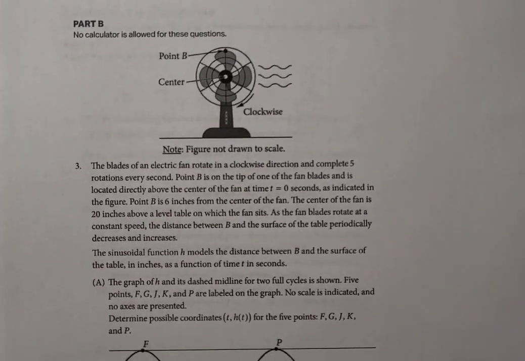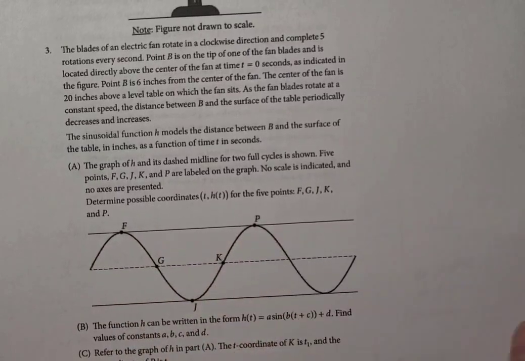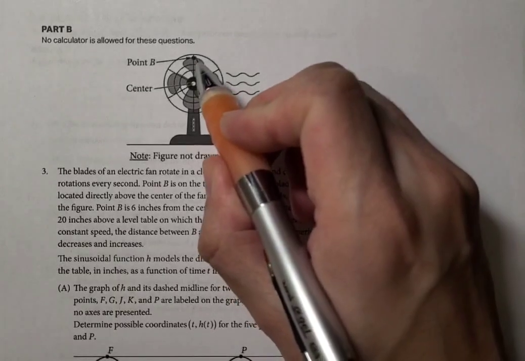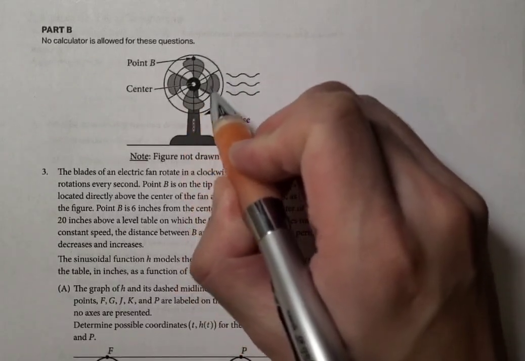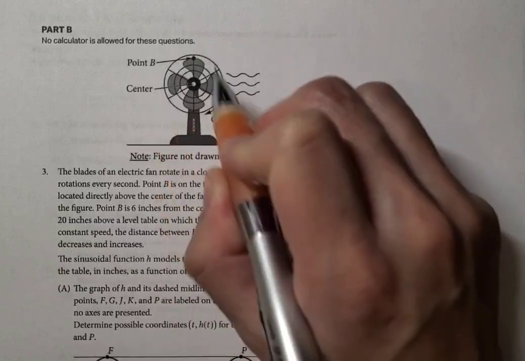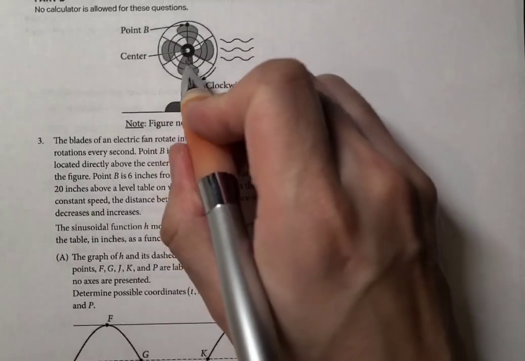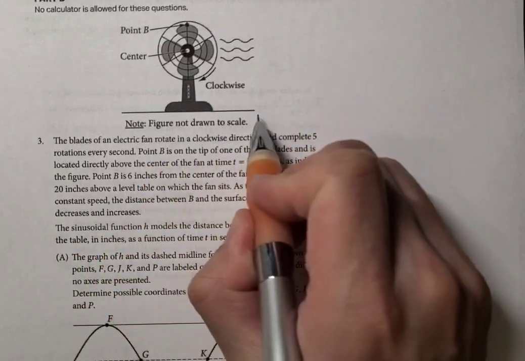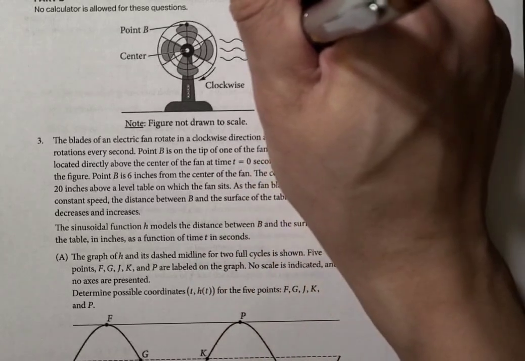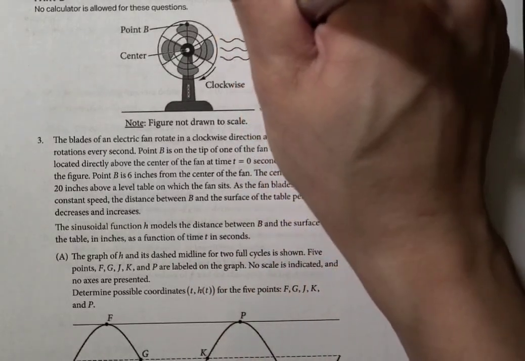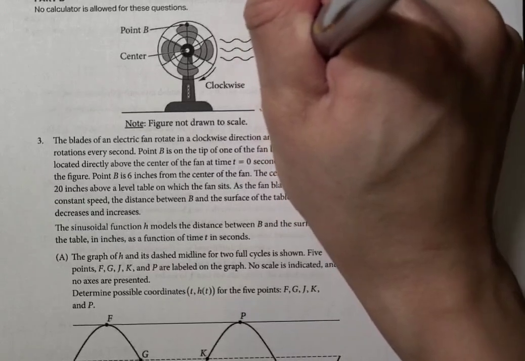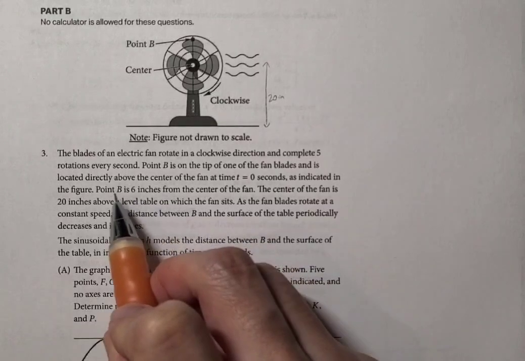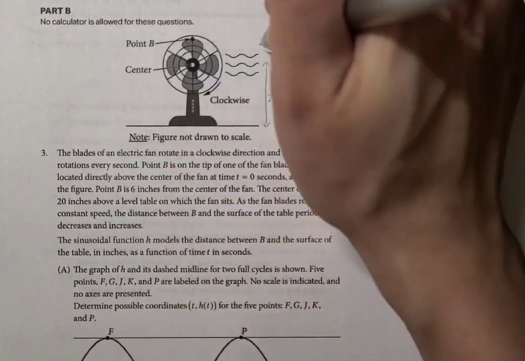So we want to mark coordinates for these points. And this curve is basically the height of this point as it's moving in a circle when this fan is rotating, right? That's what's happening. So we are told that the center is 20 inches above a level table. So if this is the table, this horizontal line, we know that over here is 20 inches. All right? And then from the center to point B, this is the sentence over here, that is 6 inches.